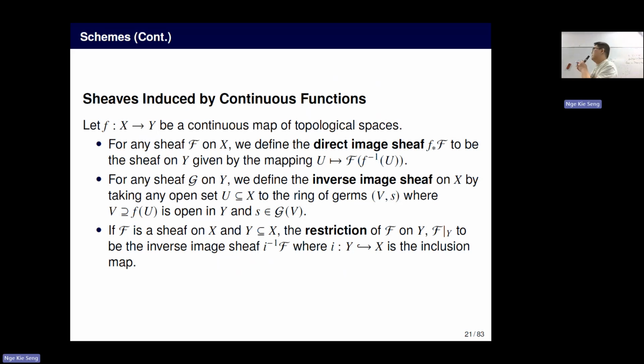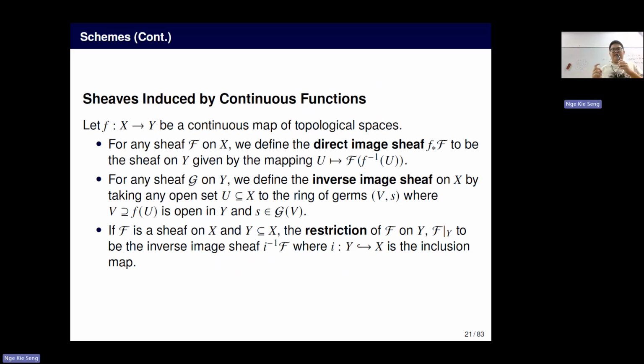For the inverse image sheaf, we first have a sheaf on Y, and then we want to get a sheaf on X. This is not as straightforward. First you take an open set U of X, but the continuous image of an open set need not be open. So instead we take the ring of germs where the open set V contains the image of U and is open, and s is in G(V) as well. By germs we also mean there is the equivalence relation.